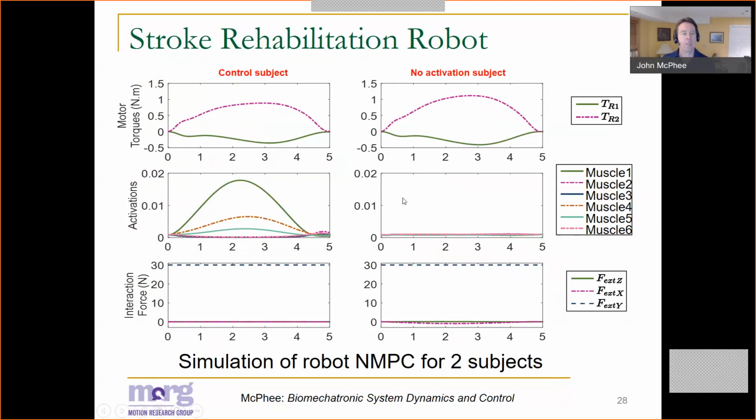As a result, the robot torques are a little bit higher for the subject on the right, who's not using their muscles at all, versus our control subject. In both cases, the interaction forces between the human and the robot are very, very low within the plane. And perpendicular to the plane, the magnitude basically represents the weight of the arm sitting on the end effector.